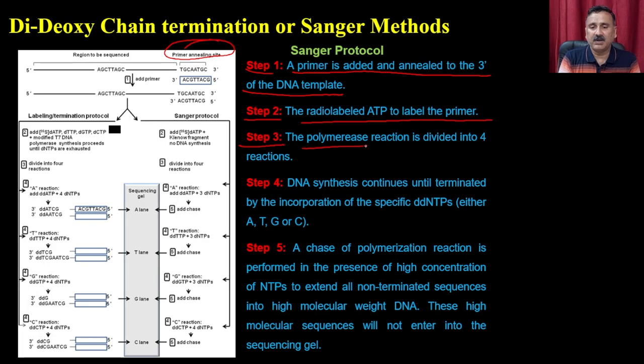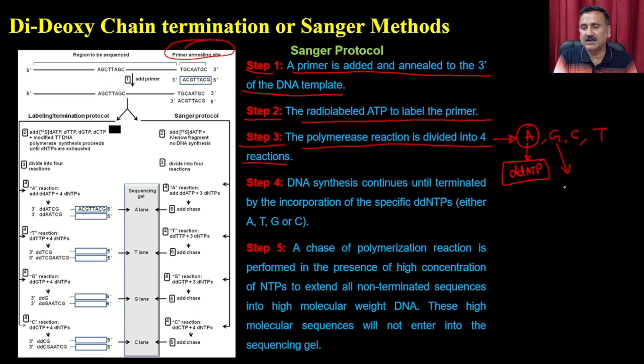Then in step three, the polymerase reaction is divided into four reactions. You can have the A reaction, the G reaction, the C reaction, and the T reaction. In the A reaction, you have ddATP, so dideoxy ATP. In the G reaction, you have ddGTP. In the C reaction, you have ddCTP, and in the T reaction, you have ddTTP. This is what it is showing here.